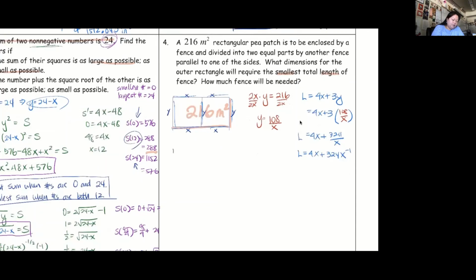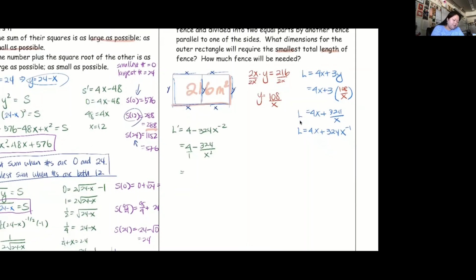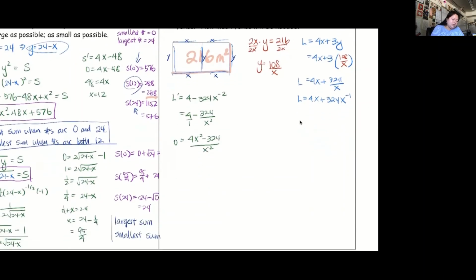Okay, so to the left here, L prime equals 4 minus 324x to the negative 2. The derivative of 4x plus 324x to the negative 1 is 4 minus 324x to the negative 2. Rewriting as a fraction, 4 minus 324 over x squared. No denominator in common, so put a 1 under. I can do my crisscross applesauce nicely. So 4x squared minus 324 all over x squared is equal to 0. Reminding myself this is optimization, so just the numerator is enough.